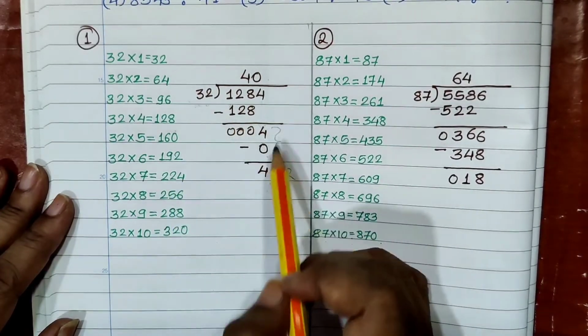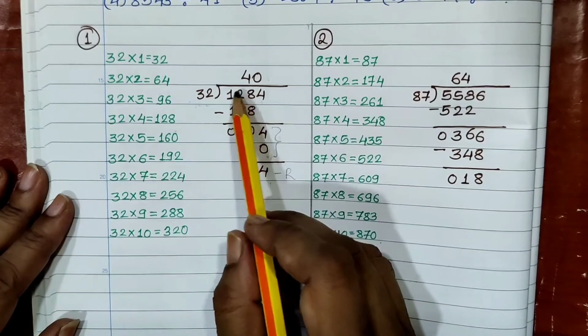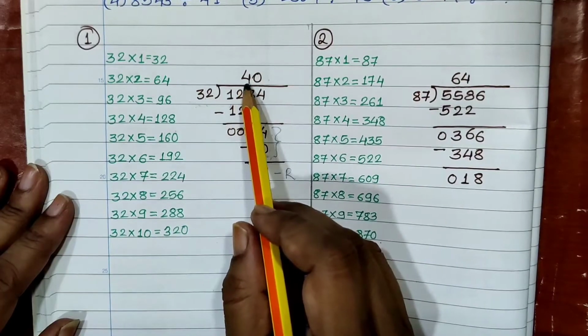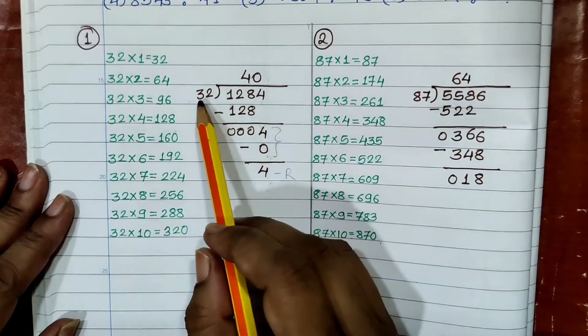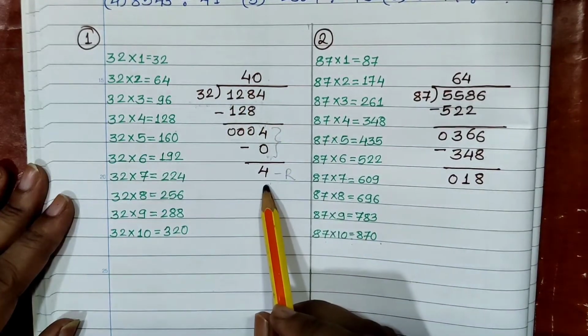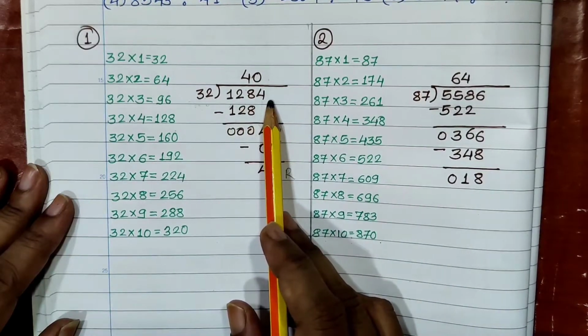See children, if you don't complete the steps, what will the quotient be? Only 4 will be the quotient. And if you multiply 32 by 4, will you get 1284? Not possible. 32 multiplied by 4 plus this 4, it won't be possible to get 1284.